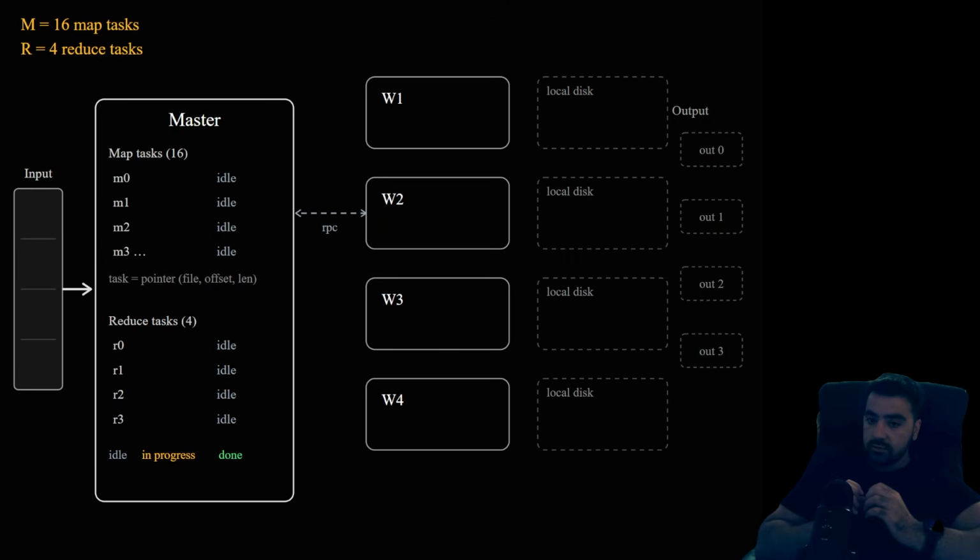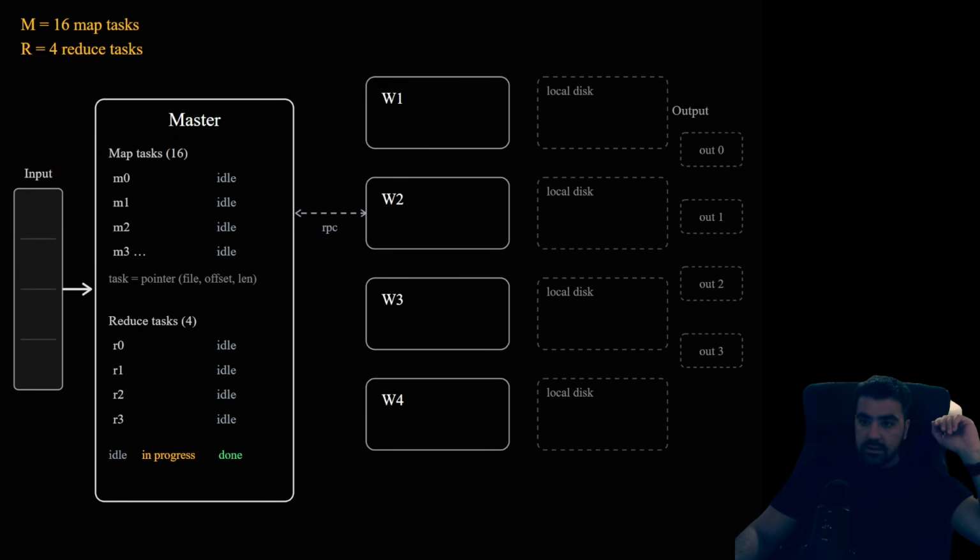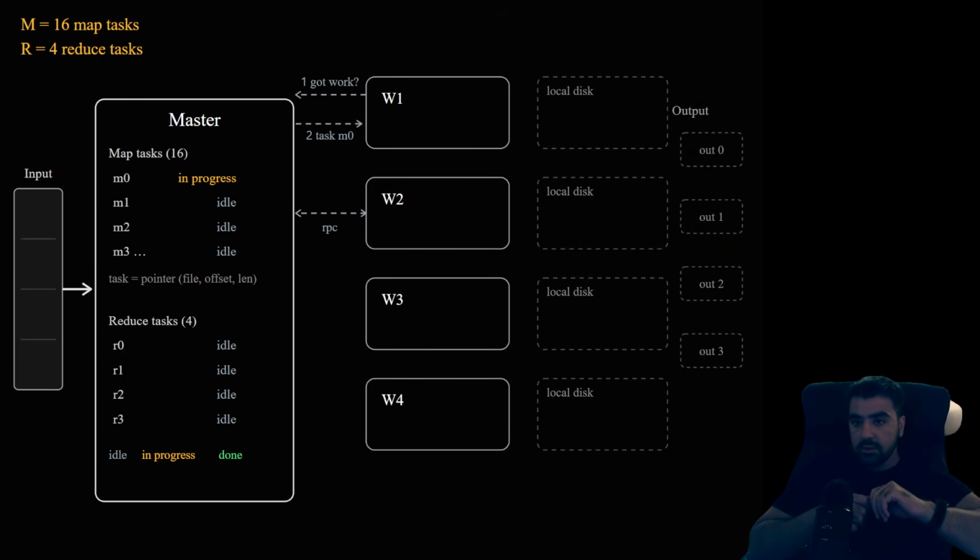So, the reason to define these statuses is that this is how the master can later determine if a task has failed. For example, if a task is in progress for a long time, based on a timeout that we can define, the master can change the status of that task to idle and try to reschedule that on another worker.